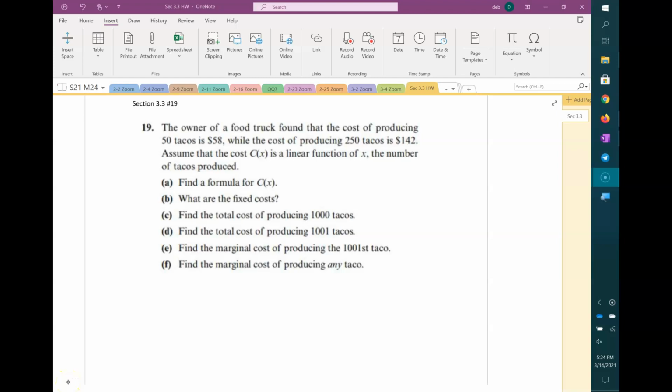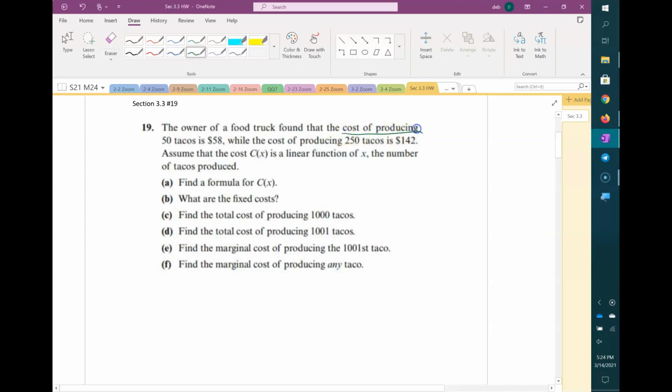So this is section 3.3, number 19, and it's talking about a food truck where the cost of producing 50 tacos is $58. So it's having X, it's telling you, be the number of tacos produced. And then Y is going to be your C of X, your cost function. So when the number of tacos is 50, the cost is 58. And when the number of tacos is 250, the cost is 142.